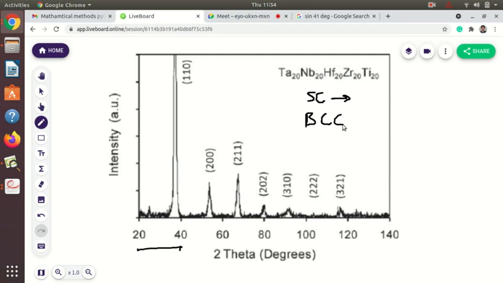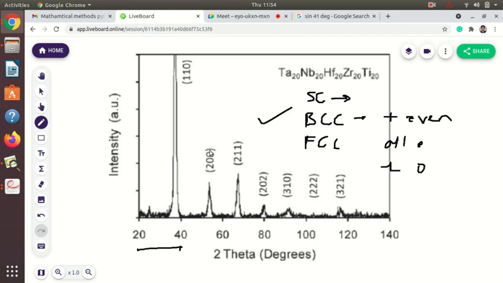For body centered cubic, all the additions are even. So check: this is 2, this is 2, this is 4, this is 4, this is 4, this is 6, this is 6. So this must be body centered cubic. But let's check whether it is FCC or not. How do we check whether it is FCC or not? Whether all are even or all are odd.